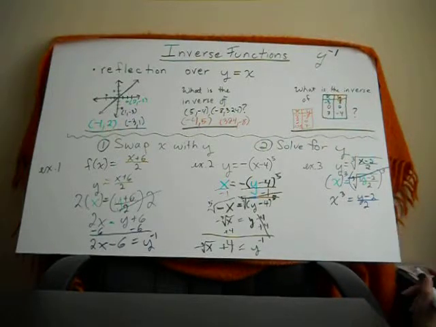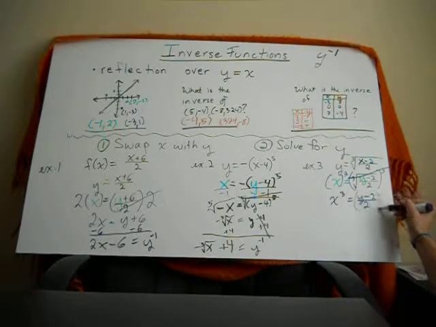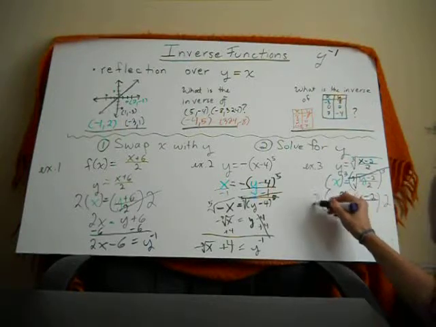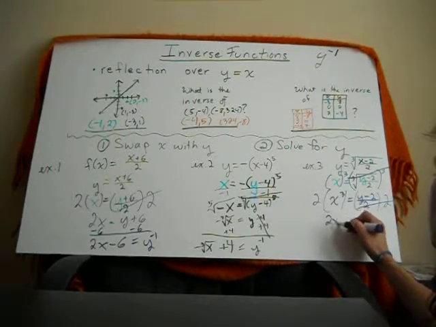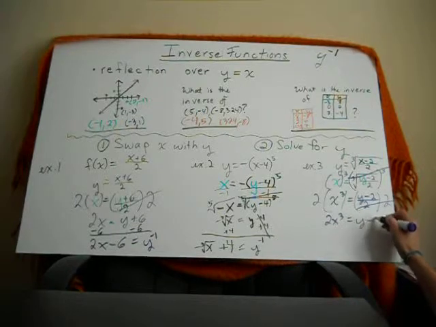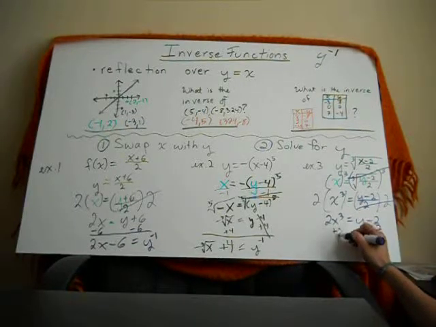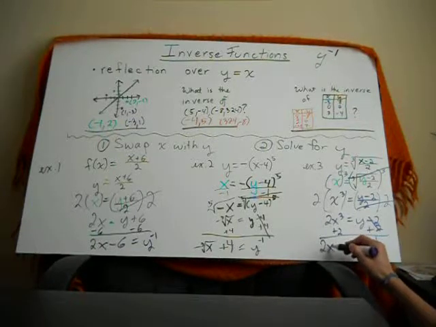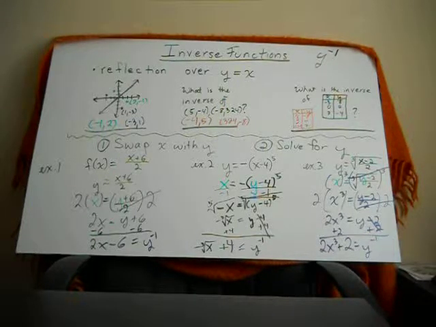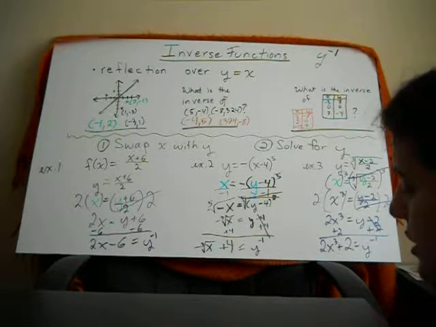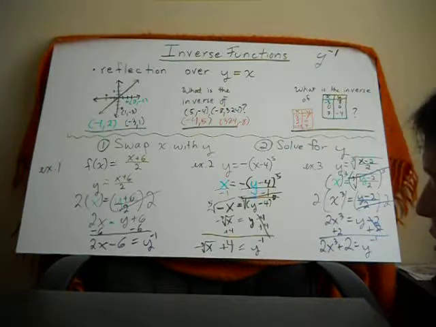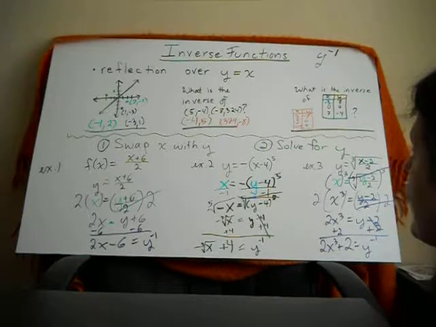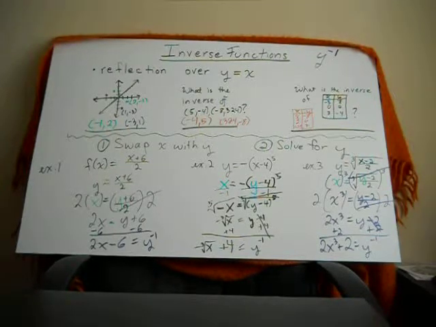Next, I have that number underneath that I want to get rid of. So multiply both sides by 2. And I have 2x cubed is equal to y minus 2. Add 2 to both sides. And I get that y inverse is equal to 2x cubed plus 2. And that is it. So remember, for inverse functions, in general, all you're doing is swapping x and y. That's really all you're doing.